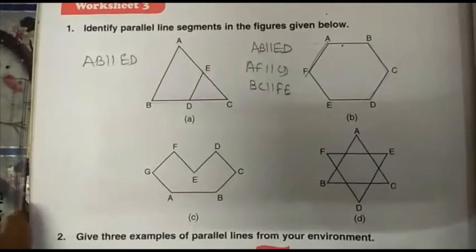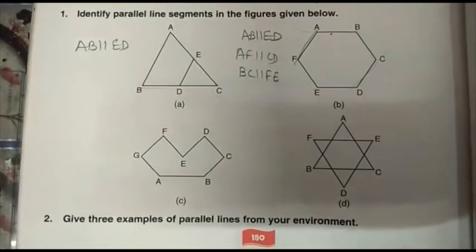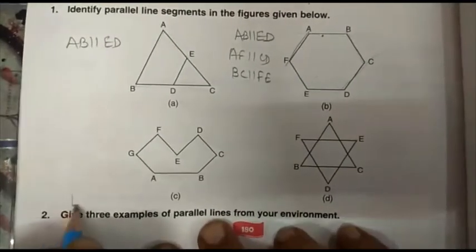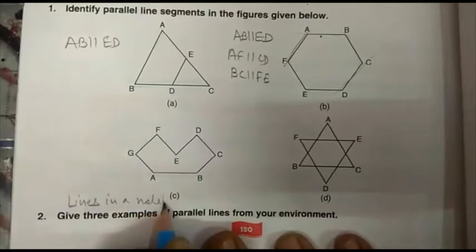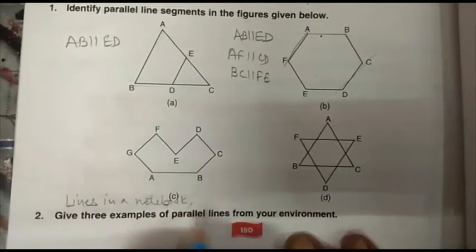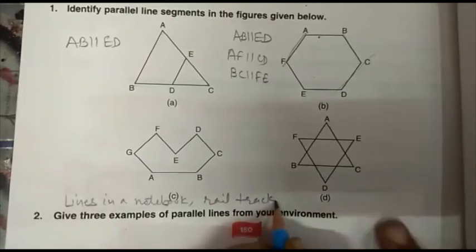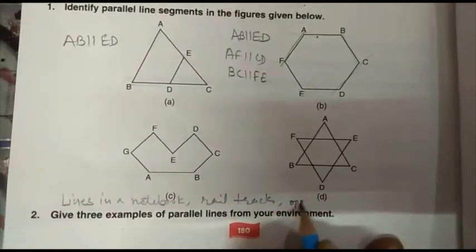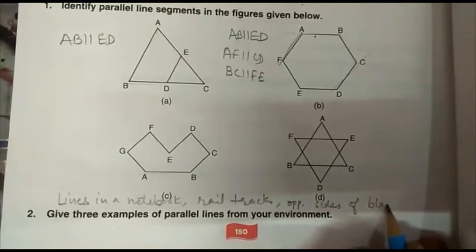And then next question, give 3 examples of parallel lines from your environment. We can say lines in a notebook, rail track and opposite sides of a blackboard.